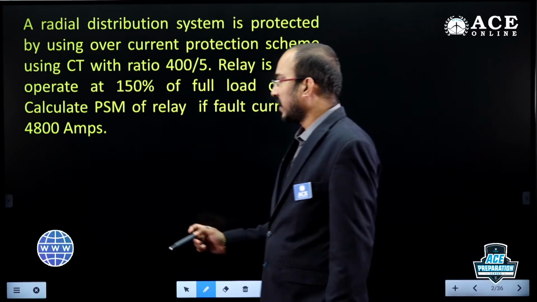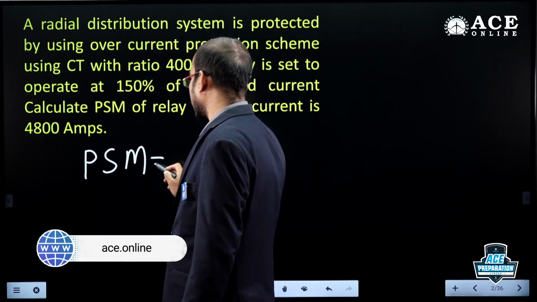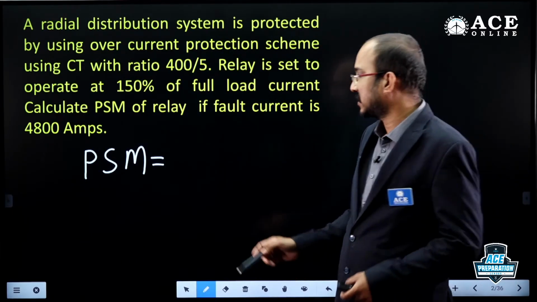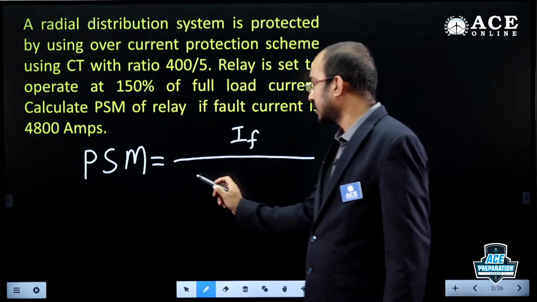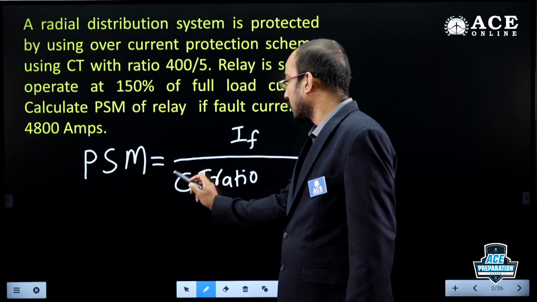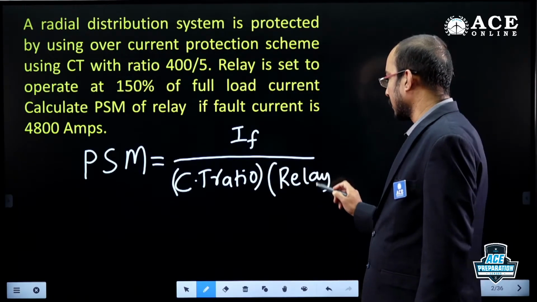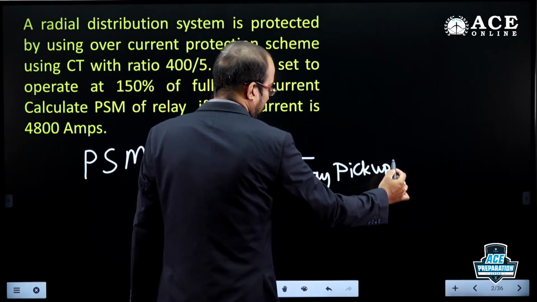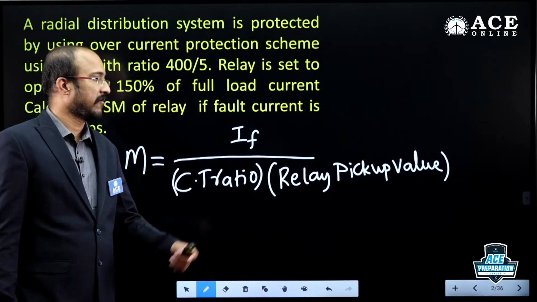So here we need to calculate the plug setting multiplier, that is known as PSM. So how do you calculate the PSM? What is the relation for PSM? PSM is equal to fault current by CT ratio multiplied with relay pickup value. This relation gives the plug setting multiplier value.